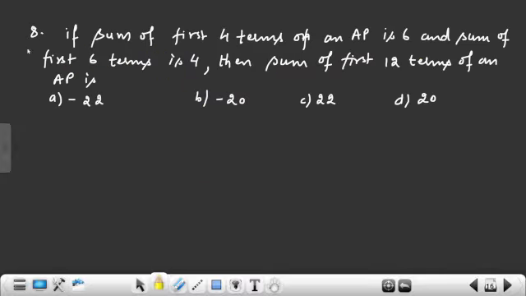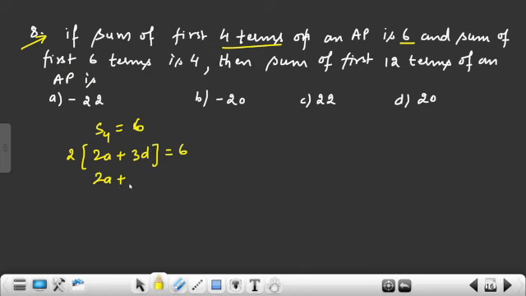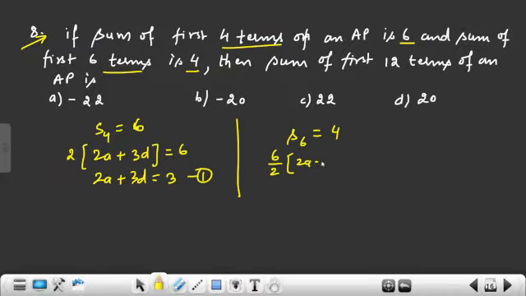That is 8th. Sum of first 4 terms of AP is 6, right? Okay, S4 is 6. So what we can conclude from here? 4 by 2 is 2. 2a plus 3d is equals to 6. So 2a plus 3d is equals to 3. First equation. Second, sum of first 6 terms is 4. S6 is 4. So 6 by 2, 2a plus 5d, that is 4. 2 cancel at 3.